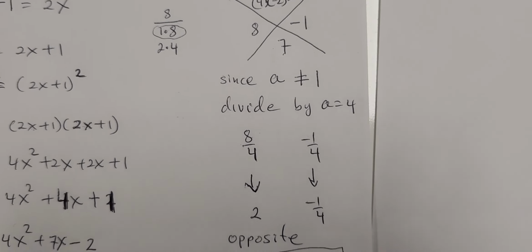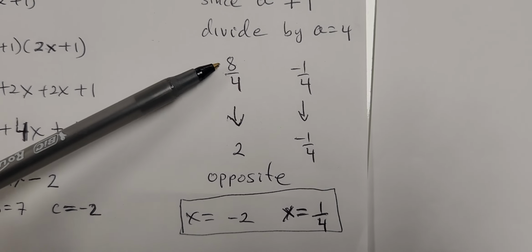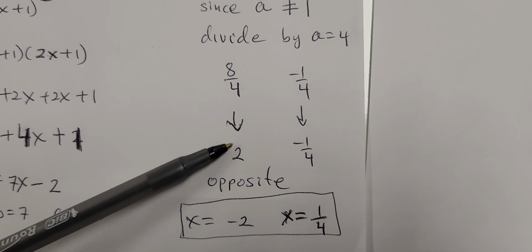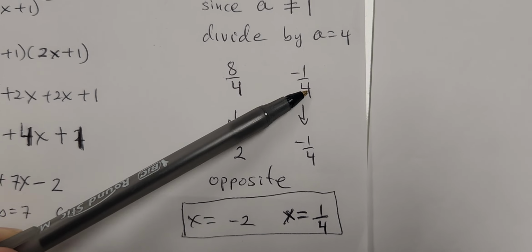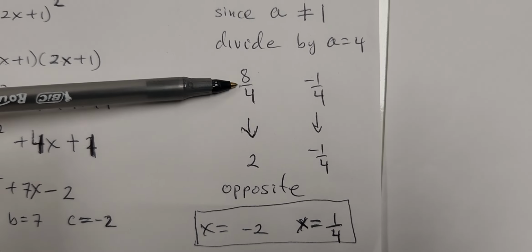Okay, next, if you can reduce, reduce. If you cannot, leave it alone. So 8 divided by 4 gives me the 2. This right here, -1/4, it's already reduced, so I leave it alone. After that, make sure you take the opposite of it. So 2 becomes -2, -1/4 becomes +1/4.